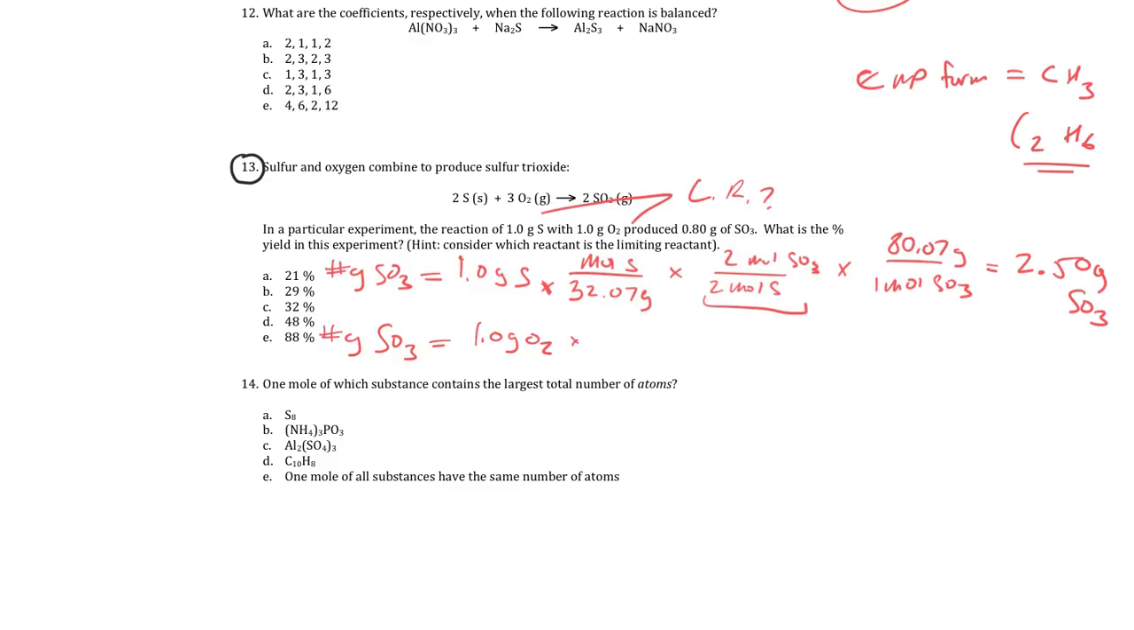And then so O2 is 32.00 grams per mole. My balanced equation says for every 3 moles of oxygen that react, assuming there's enough sulfur, we'll form 2 moles of SO3. And of course, 1 mole of SO3 is still 80.07 grams.